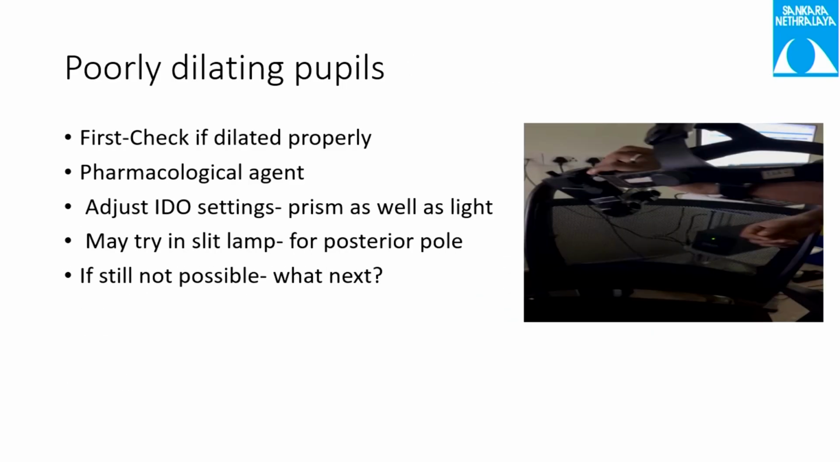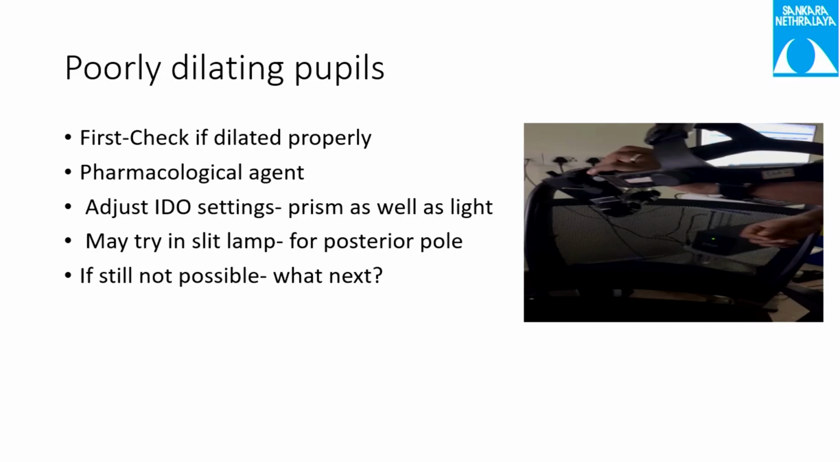So how do we manage poorly dilating pupils? The first thing, as I have already told you, is that one must definitely check if the pupil is dilated adequately or not. If not, try to dilate with pharmacological agents. If the patient is not getting dilated with our routine drops, one may even try stronger drops after ruling out any systemic hypertension. We can even try other agents like homide.